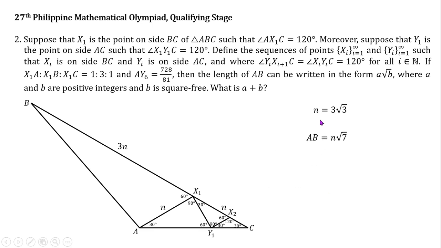But we know already that n is equal to 3 square root of 3, so AB must be equal to 3 square root of 3 times the square root of 7, which is equal to 3 square root of 21, right? So, since 21 is already square free, we know that b is 21 and a is equal to 3. And so the value of a plus b must be equal to 24.